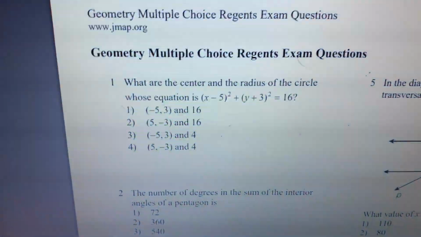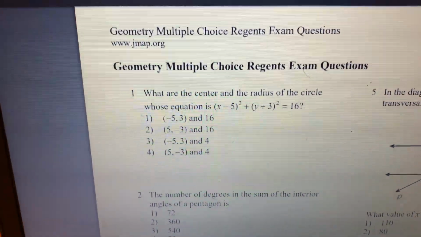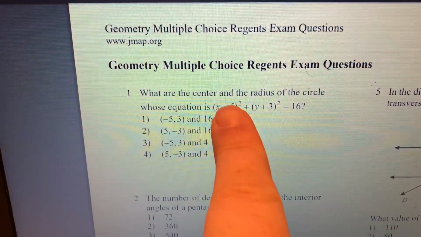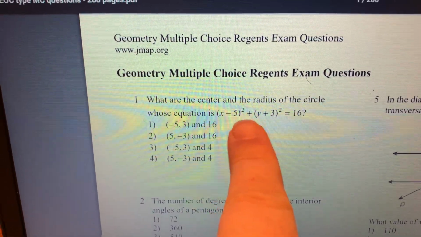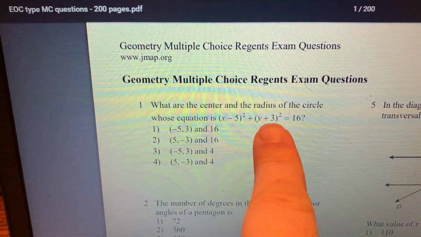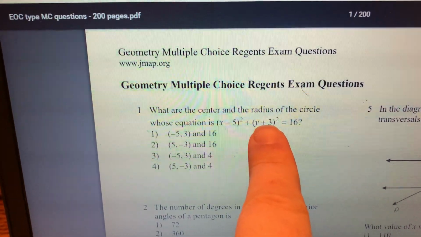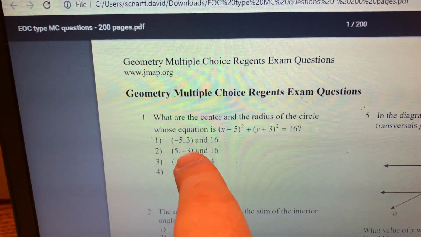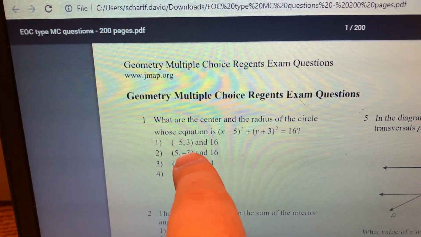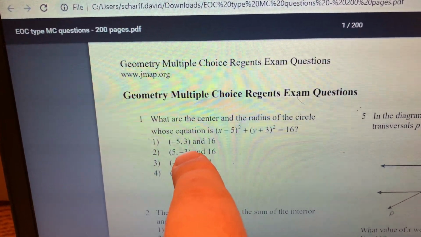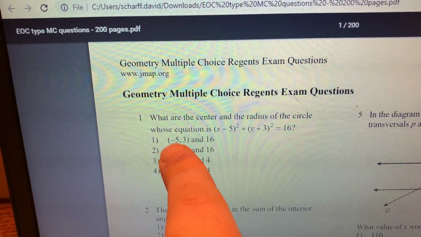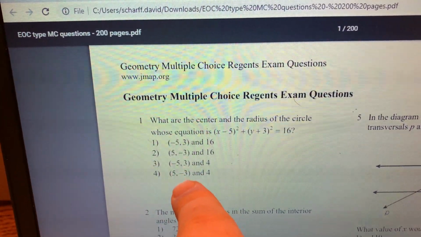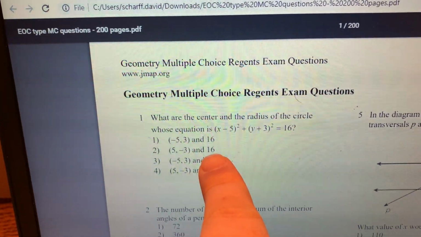So if we apply it here, I've got x minus 5, so I really want the opposite of that, which is positive 5. Y plus 3, I want the opposite of that, which is negative 3. So that would give me 5, negative 3. So we can go ahead and eliminate answer choices. They have them as 1 through 4 instead of A through D. But we can eliminate 1 and 3, so we're down to 2 and 4. And now the question is, is our radius 16 or is our radius 4?